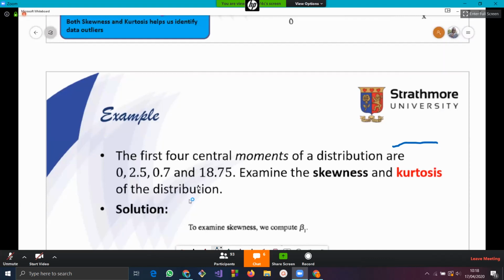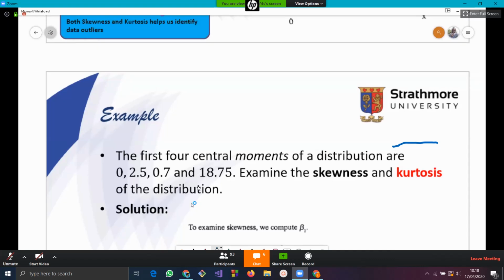The first 4 moments of a distribution are 0, 2.5, 0.7, and 18.75. Examine the skewness and the kurtosis of the distribution. I want us to calculate this one from the formulas I've already given you, and then try to tell me, finding beta 1 and finding beta 2. Beta 1 defines skewness, beta 2 defines kurtosis.